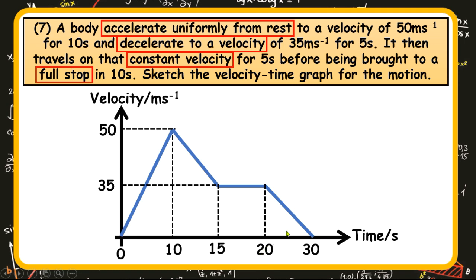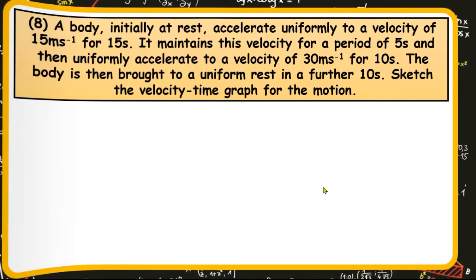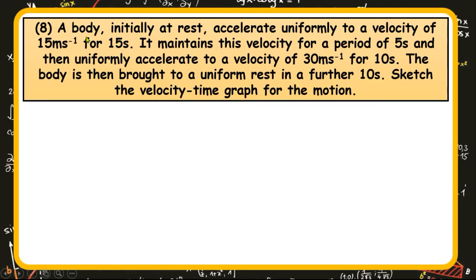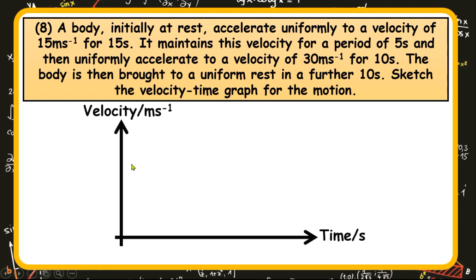Compare it to yours. Lastly, it goes like this: a body initially at rest accelerates uniformly to a velocity of 15 meters per second for 15 seconds. It maintains this velocity for a period of 5 seconds and then uniformly accelerates to a velocity of 30 meters per second for 10 seconds. The body is then brought to a uniform rest in a further 10 seconds. Sketch the velocity time graph for the motion. Okay, so that is our graph.